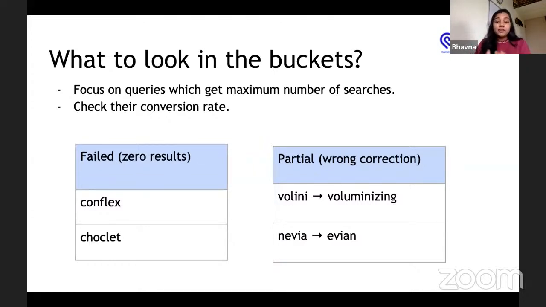But keeping these things aside, as a product person, you will not be able to control this, right? You may not be able to control the price of a product. It is something which the category managers do. But from a product point of view, what could you do? Here is where you will have to look at the queries with the maximum number of searches but a very low conversion rate. So we'll see what we did.